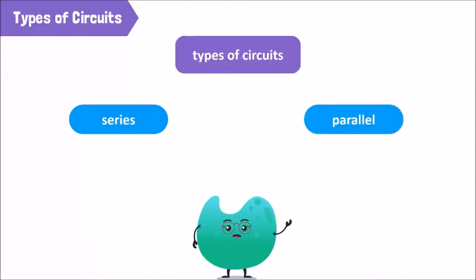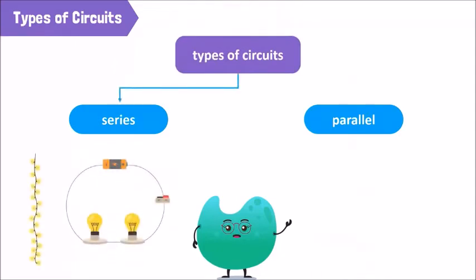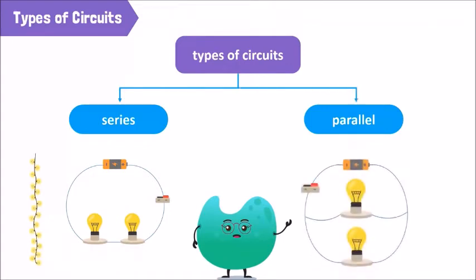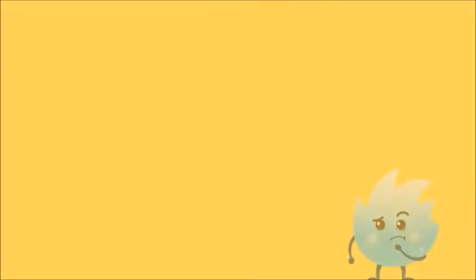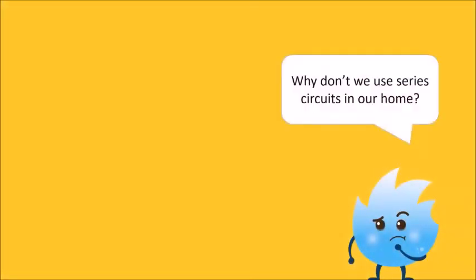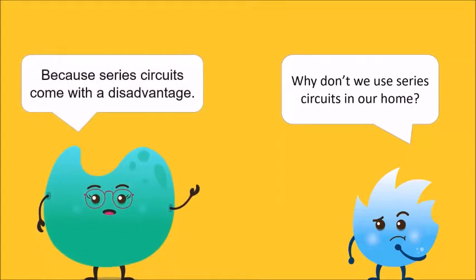Hence, there are two types of circuits. One, series circuits, for example, decoration lights. Two, parallel circuits. Our home appliances are always connected in parallel. But why? Why don't we use series circuits in our home? Because series circuits come with a disadvantage.